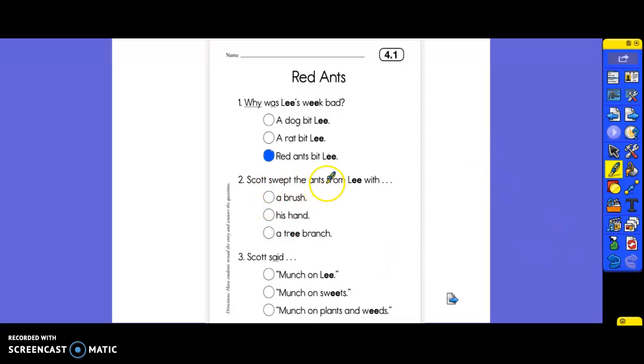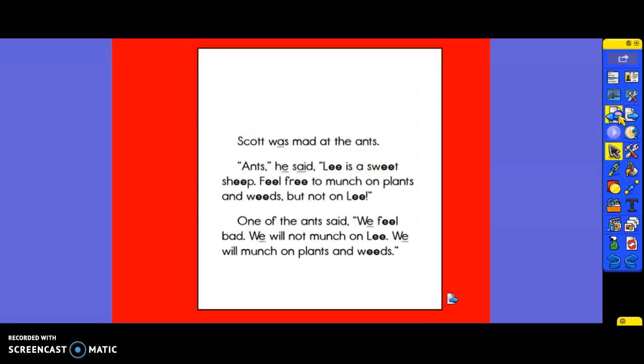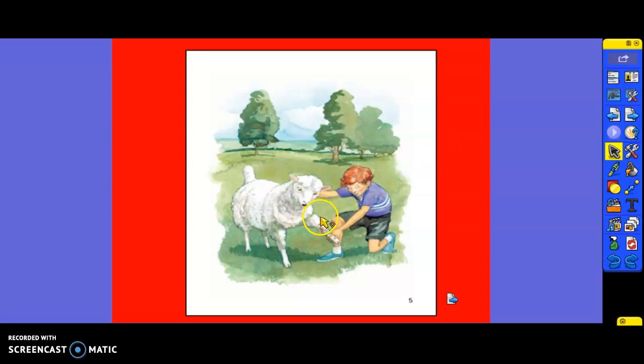Scott swept the ants from Lee with a brush, his hand, a tree branch. Great thinking. His hand. Remember in the story, Lee had red ants on his leg and Scott used his arm. This illustration is really showing us that answer and this part of the story. It's very detailed. He's using his arm to sweep those ants off of Lee.